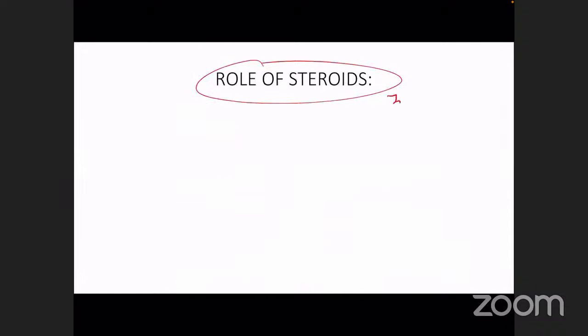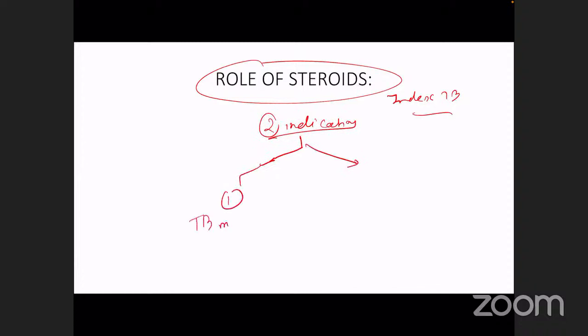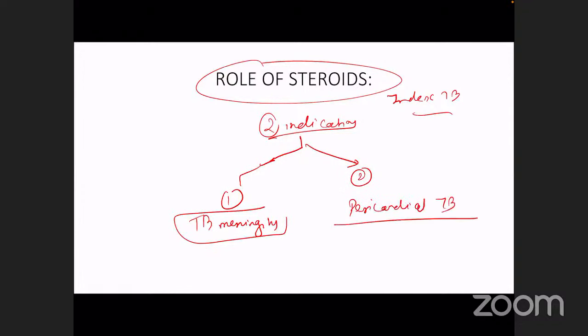Remember, as per the India TB guidelines, there are only 2 indications of steroids. Okay, 2 indications of steroids, no more than that. First is tuberculosis meningitis. Okay, and second is pericardial TB. So only these 2 are the, I would say, evidence-based indications of giving steroids. Usually dexamethasone is used. You can use prednisolone also.